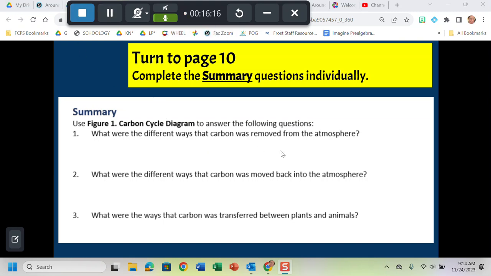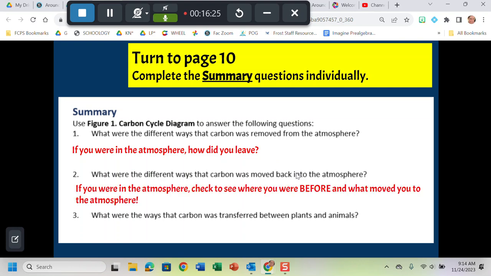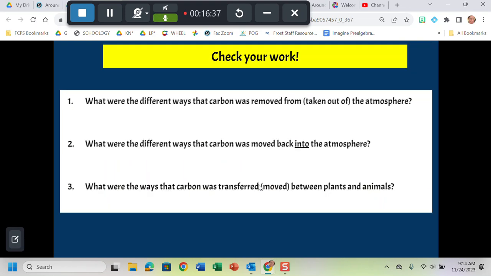And hopefully you came up with some answers like, number one, if you were in the atmosphere, these are hints. How did you leave the atmosphere? These are just quick hints. And then if you were in the atmosphere, check to see where you were before that. What moved you into the atmosphere? You can still be looking at your journey from the last class. And then what were some ways that carbon was transferred between plants and animals?